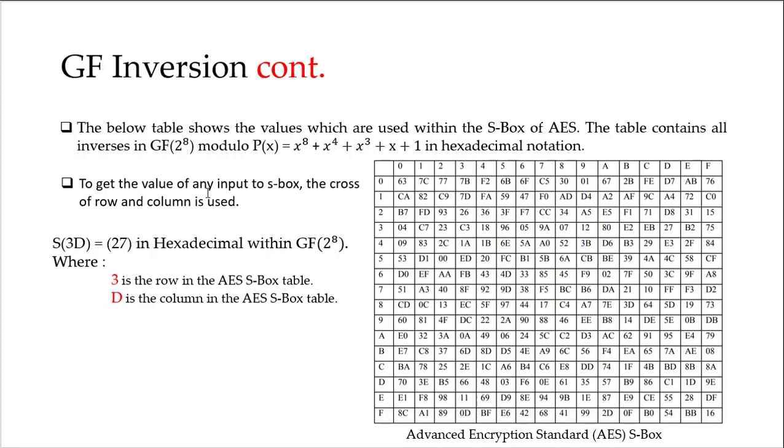To get the value of any input to the S-Box, the cross of row and column is used. So the value of 3D in the S-Box is equal to 27 in hexadecimal within Galois field 2 to the power 8, where 3 is the row in the AES table and D is the column in the AES table. So the cross between 3 and D is equal to 27 in this table.